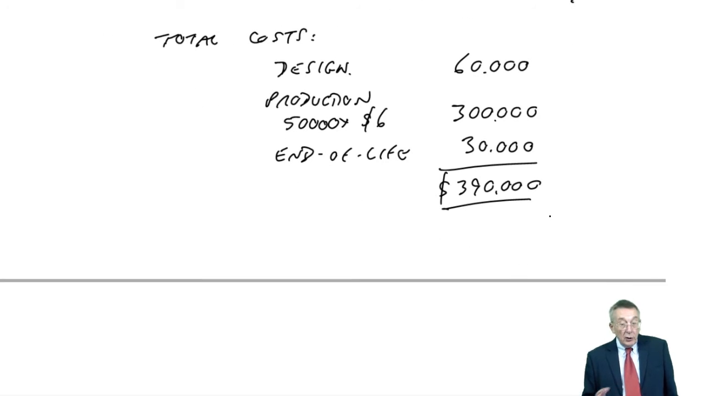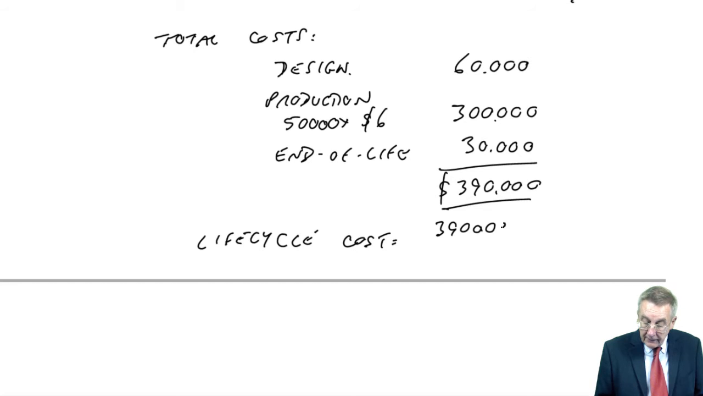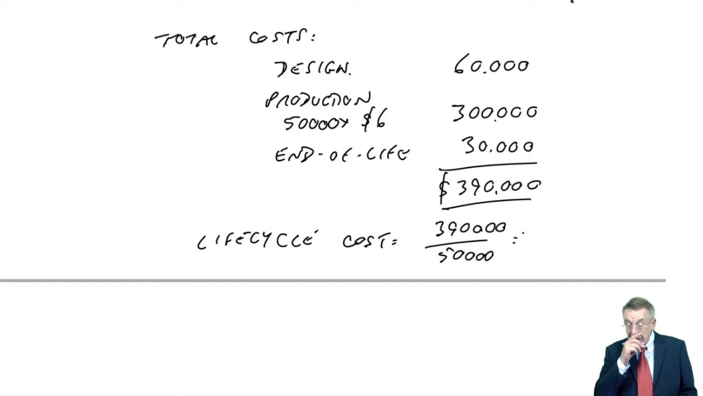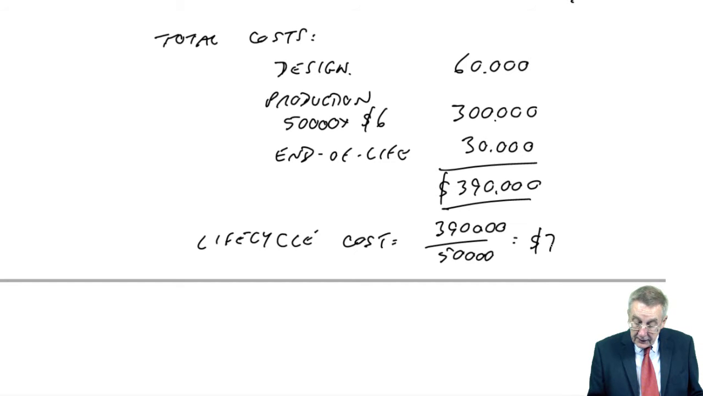And therefore, overall, what's the cost per unit? The life cycle cost per unit. 390,000 in total for 50,000 units, which comes to 5 into 39, $7.80 per unit.